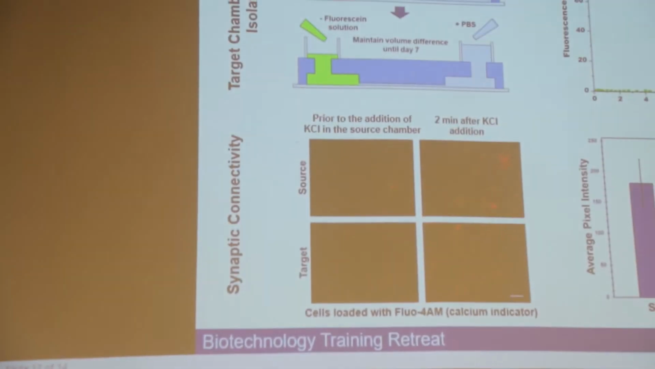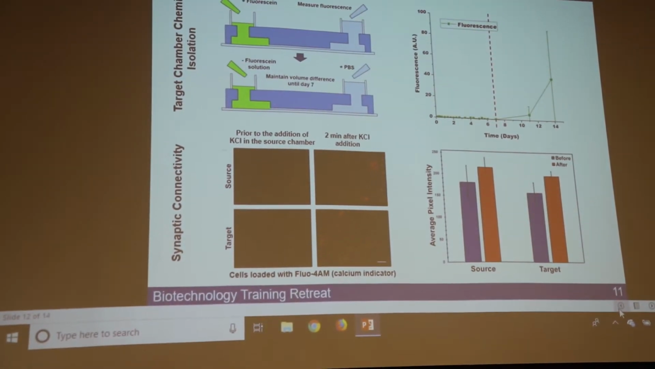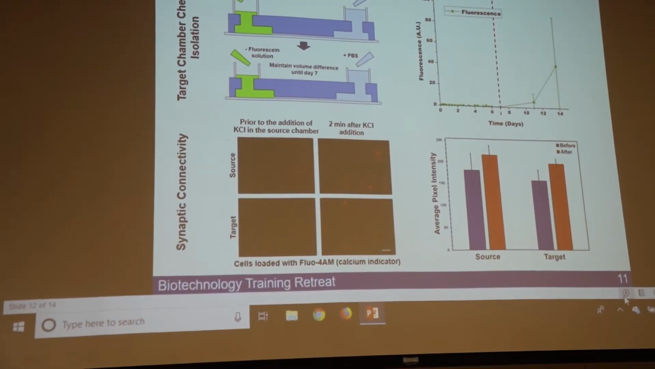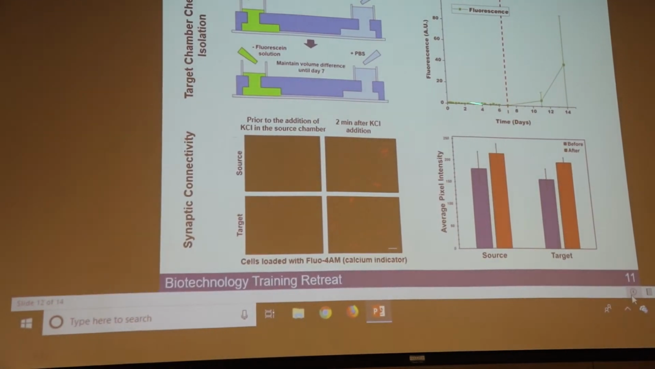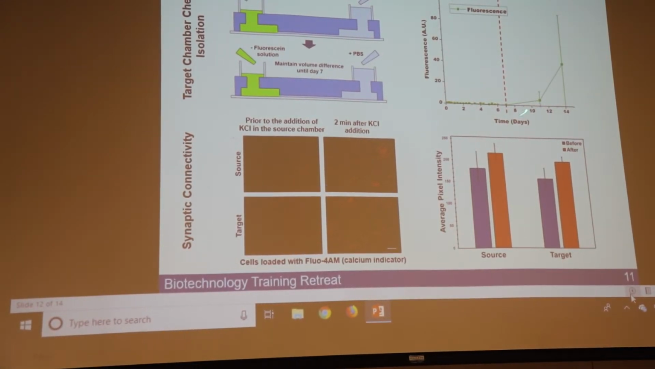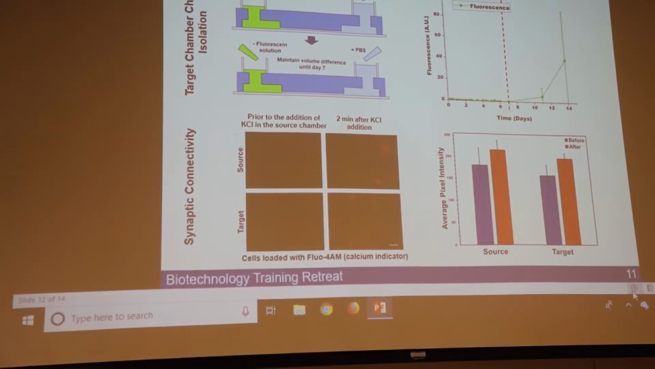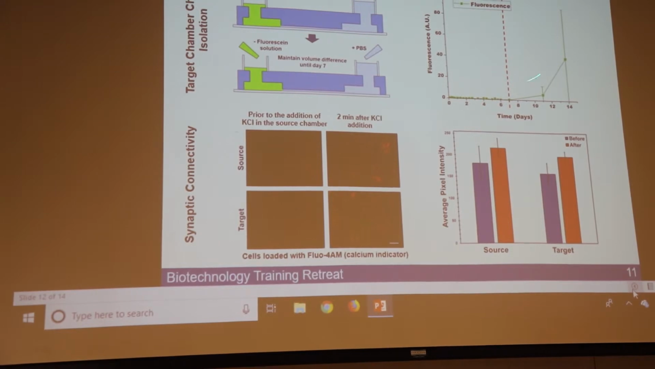And finally, we just wanted to validate the two major tenets of the device, the first being that the target chamber can be chemically isolated. So in this case, what we did is we incubated the source chamber with a high concentration of the fluorescent molecule fluorescein, and tracked the fluorescence readout in the target chamber over a period of 7 days. And so due to the hydrostatic pressure differential, we saw no diffusion of any of the fluorescent molecules from the source to the target chamber. However, at day 7, we stopped maintaining this pressure differential and allowed the two volumes of the wells to equilibrate, and then we began to see diffusion of the fluorescent molecules.